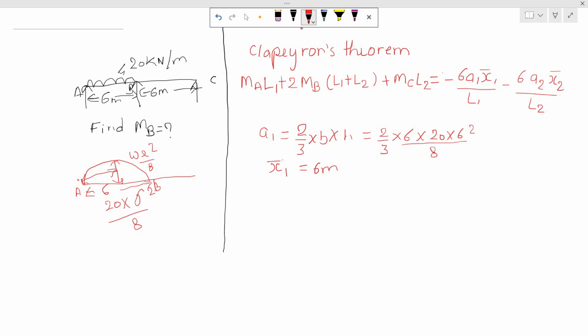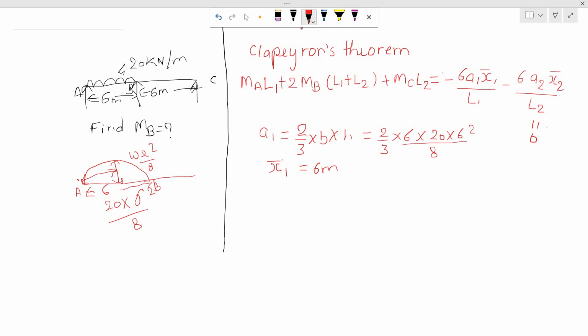Now comes A2 and x2 bar. A2 means the area of bending moment diagram at another span, which is BC. So BC has no load here, so there will be zero bending moment, so there will not be any area and there will not be any x2 here. So this value will become 0, and now we calculate.